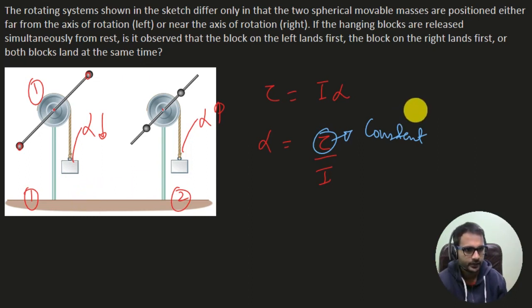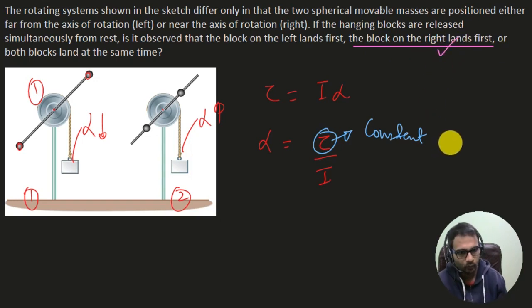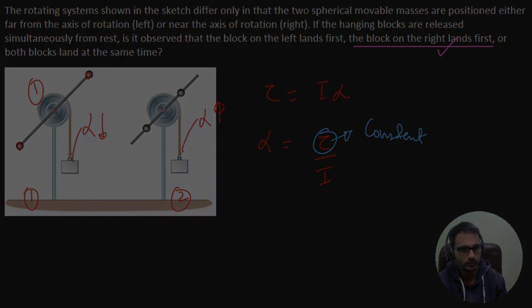So we can say that the block on the right side has greater angular acceleration and it will win the race. This one, that the block on the right lands first, is correct. Now let's take one more example.